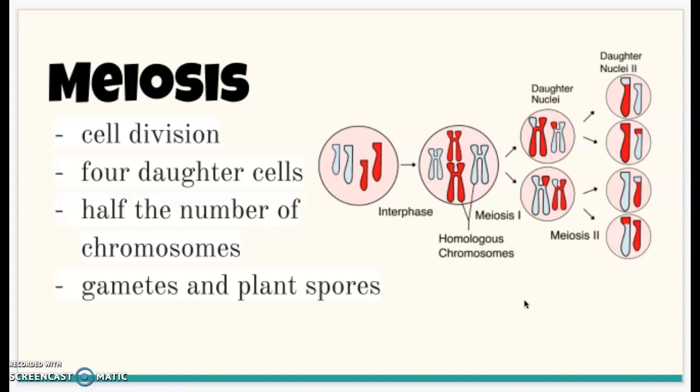So meiosis is when we are trying to produce gametes or plant spores. It's when you want to reproduce. So mitosis is for everyday tissue cell growth. Meiosis is when you want to reproduce.